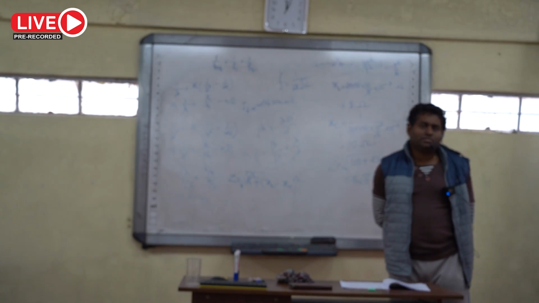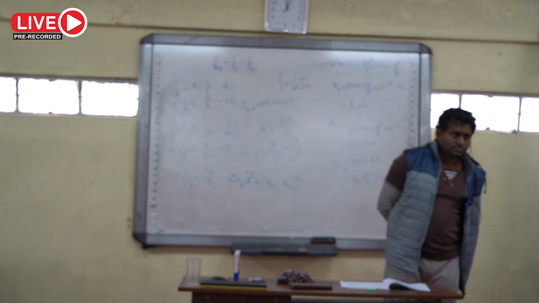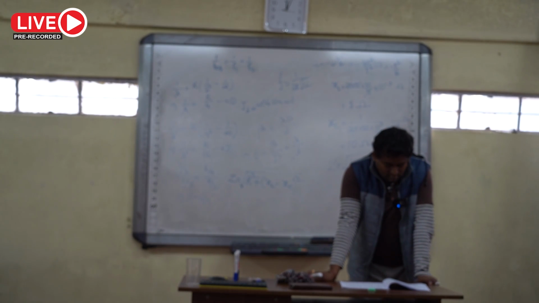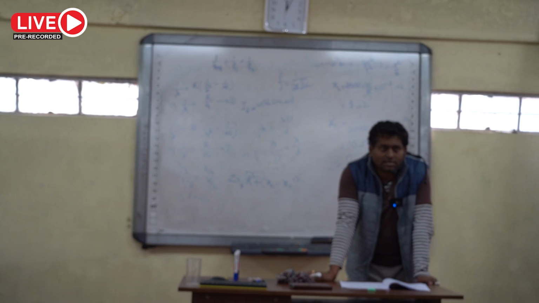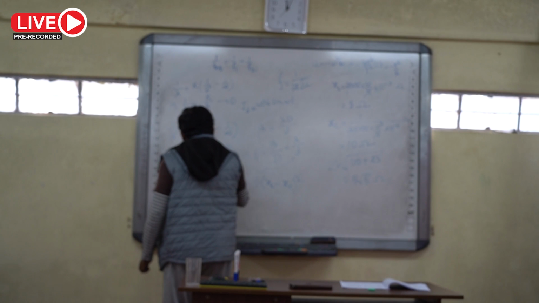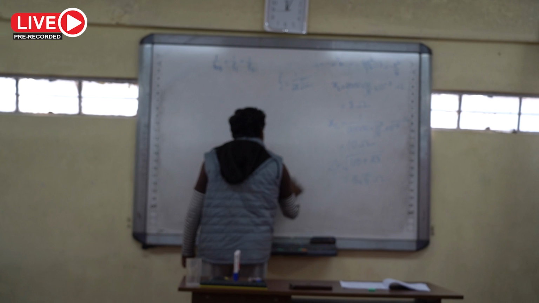Just calculate individually the potential for both the charges and add. See, from the positive charge, P point is at a distance of 2 centimeter. And from the negative charge, P point is at a distance of 8 centimeter. Okay? So, net potential at point P.